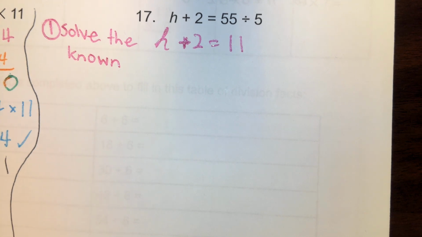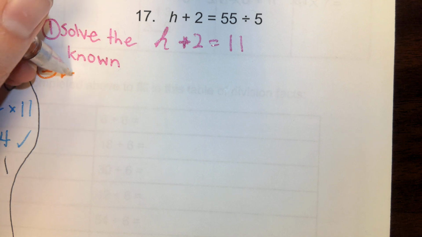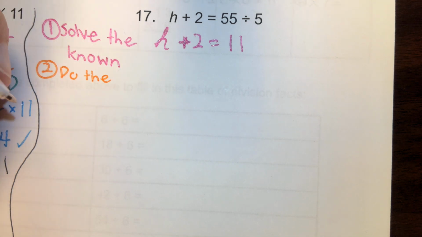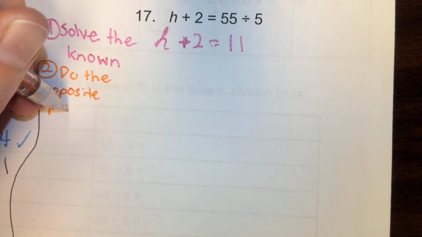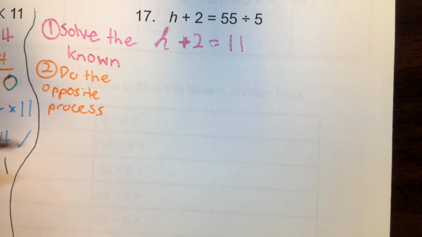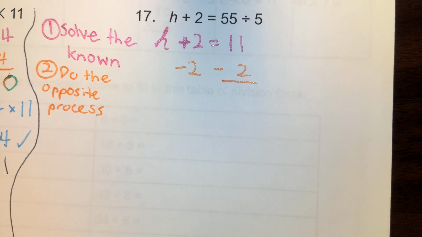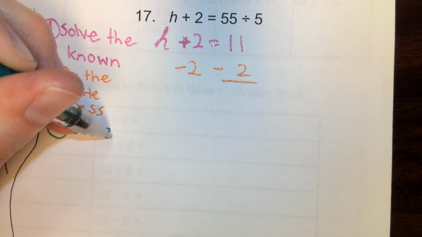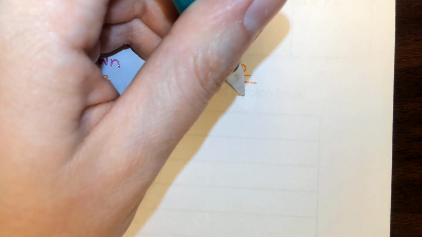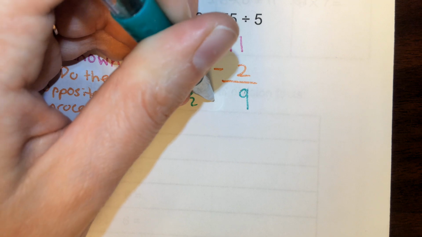There you go. Our next step is to do the opposite process. Okay, and our opposite process is going to be minus 2 on both sides, subtracting 2 on both sides of our equation. Our third step is going to be to solve. 11 minus 2 is going to be 9. And then we just have that h. H equals 9.